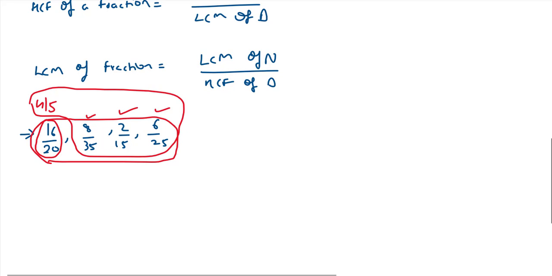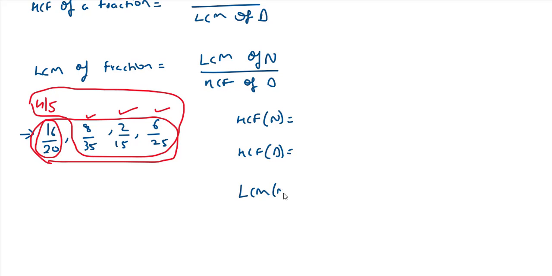So for that, we need to find the HCF of the numerator, then LCM of the denominator, and for HCF of a fraction, we need to find the HCF of numerator and LCM of the denominator. For LCM of a fraction, we need to find the LCM of a numerator and HCF of the denominator. So let us find that. We'll find first the HCF of numerator and then HCF of the denominator. Then we'll find the LCM of the numerator and then LCM of the denominator.